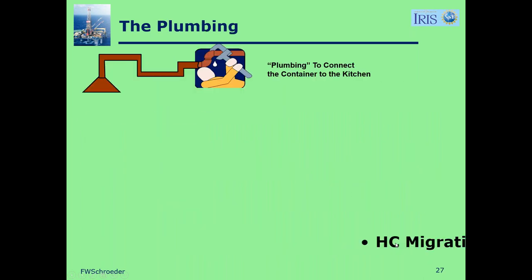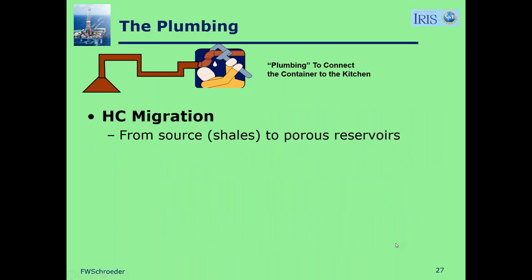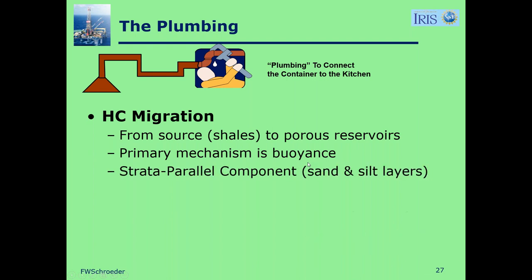And then the plumbing, we need hydrocarbon migration. Again, talking about conventional fields, we have to get the oil and gas generated in the source, usually in fine-grained rocks, to the porous and permeable reservoirs. The primary mechanism for migration is buoyancy. Gas is less dense than oil. Oil is less dense than brine or water. And so there's a force that drives gas and oil higher into structural positions.